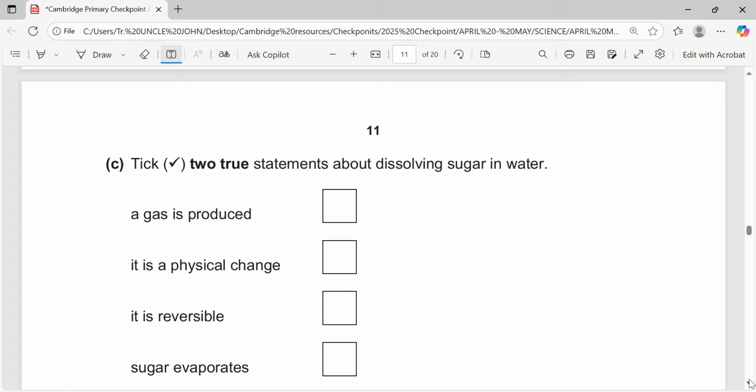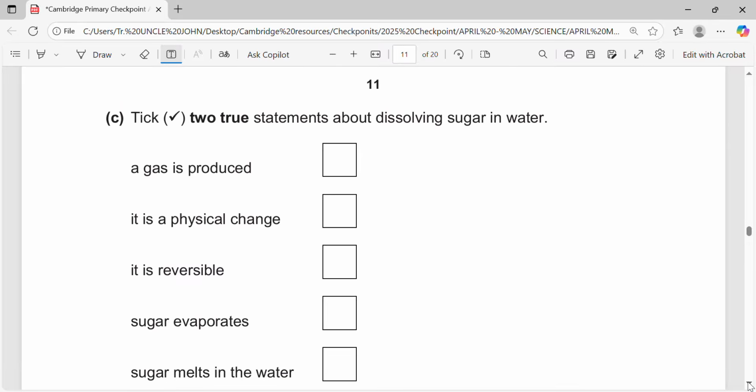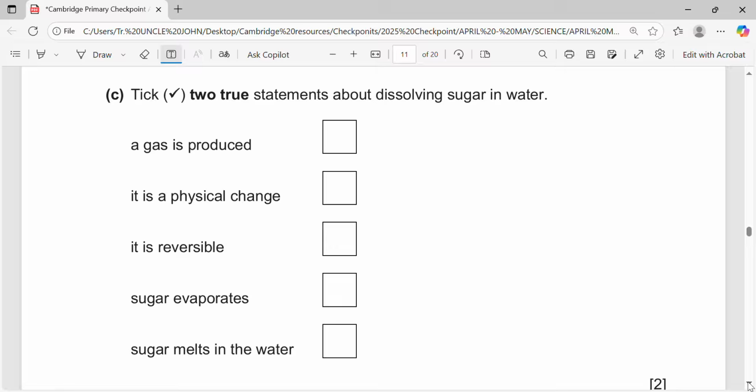Tick two true statements about dissolving sugar in water. We have: a gas is produced, it's a physical change, it's reversible, sugar evaporates. Then sugar melts in the water. The two true statements are the second and the third.